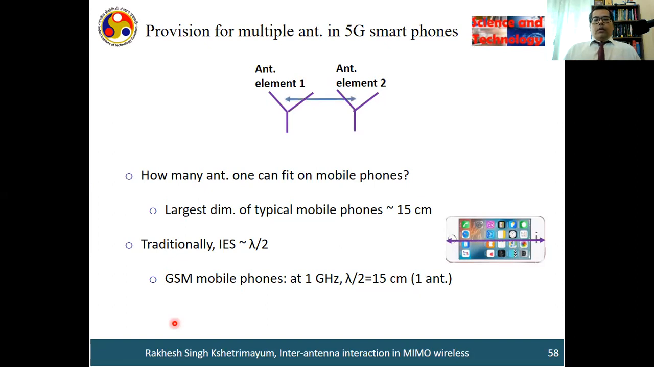You have antenna 1, antenna 2. The distance between antenna 1 and antenna 2 is called the inter-element spacing, IES. Traditionally, all antenna arrays have an inter-element spacing of lambda by 2. Lambda is the wavelength, lambda by 2. So if you consider GSM mobile phones which work at 1 GHz, how much is lambda by 2? Lambda by 2 is 15 centimeters. So the antenna will also have some finite dimension, and the distance between them is 15 centimeters. You cannot fit in more than one antenna on GSM mobile phones.